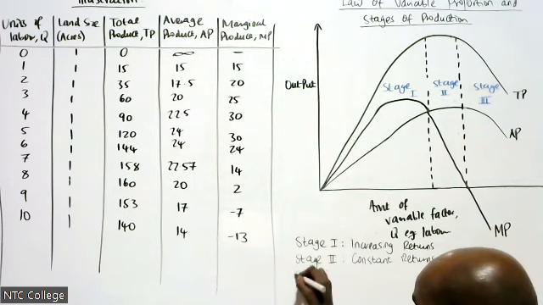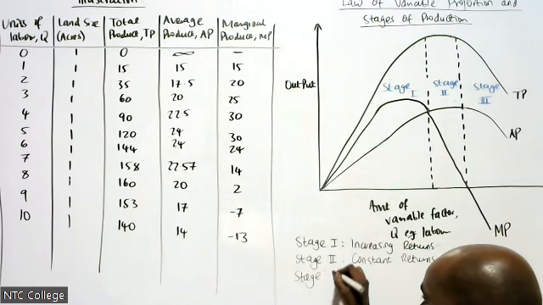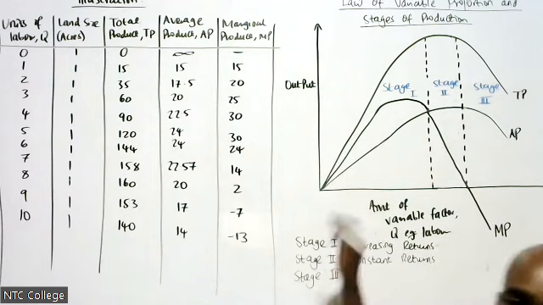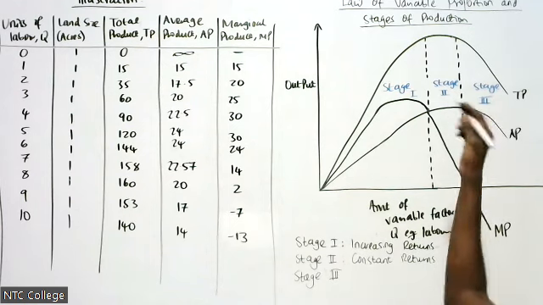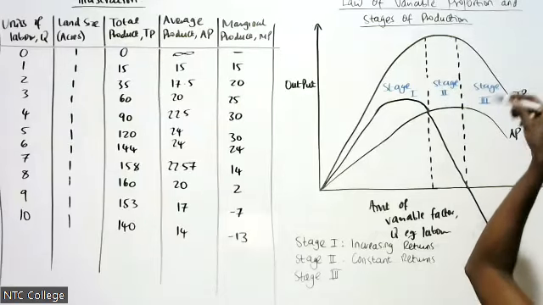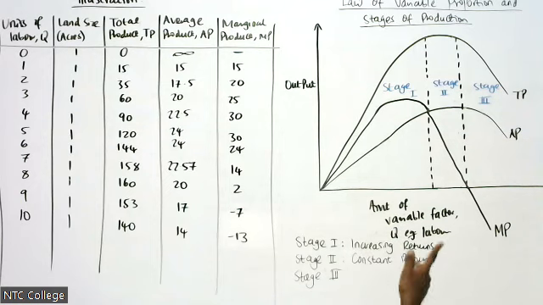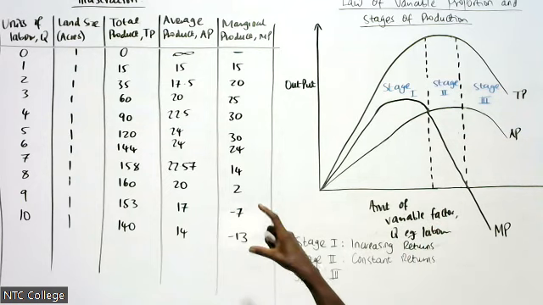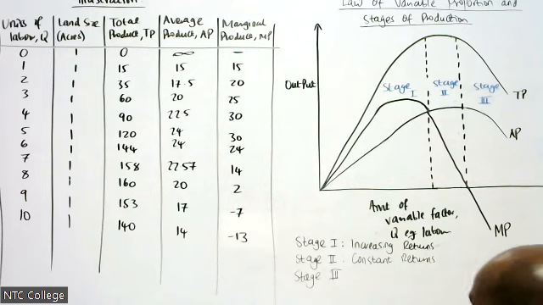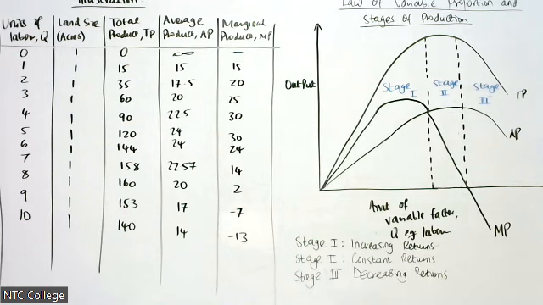What about the last stage now? Any point that is beyond stage two is basically a stage whereby all of them are falling. In fact, marginal product is negative. Anything beyond here is where you have these values of MP being negative. So that stage is known as the stage of decreasing returns. I want to explain that as the last stage, decreasing returns.